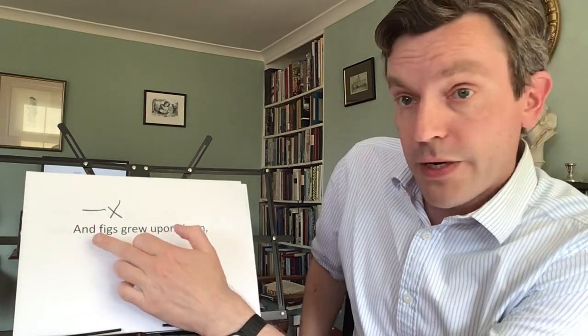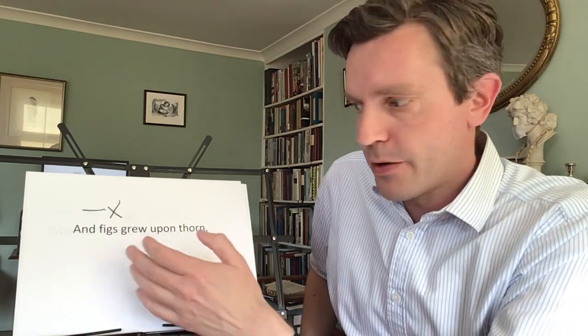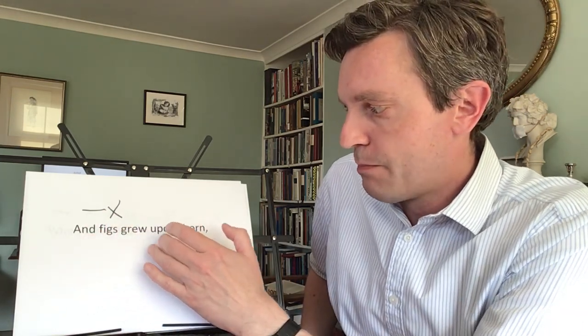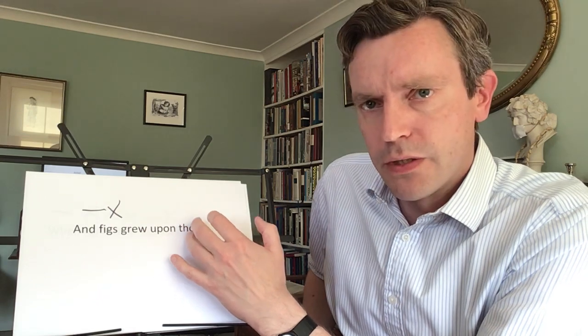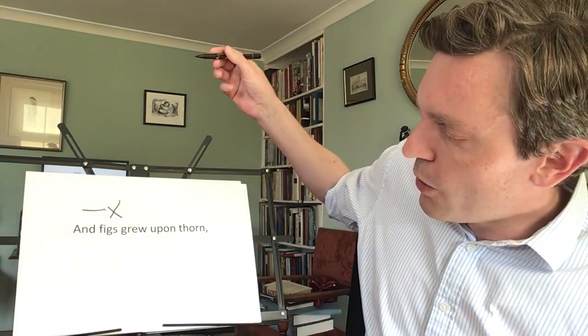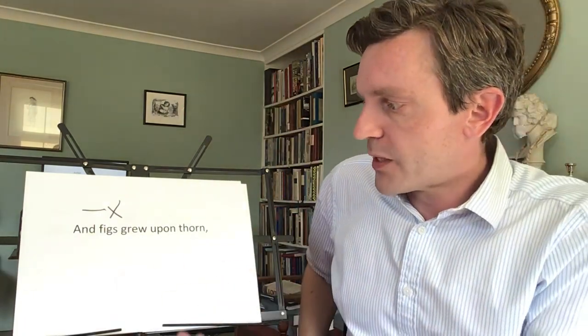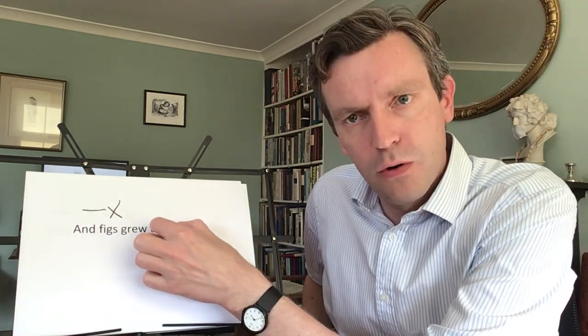So you can try this various ways, and we can give it a quick go. You could say, "and figs grew up upon thorn," but that sounds a bit weird. Or you could say, "and figs grew upon thorn," which again sounds odd. Though you could say that. Obviously you could say it any way you like. There's no police force to stop you. But you're much more likely, I think, to say, "and figs grew upon thorn," and just make the whole of "upon" an unstressed word. I think that sounds more normal.